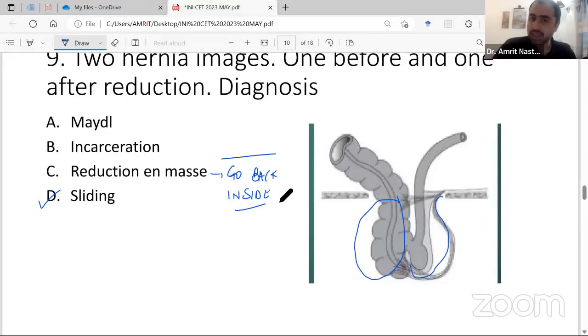But what you should see is the contents which have gone in, there should be a constricting ring at the site. So if this was the content and I forcibly pushed it inside, the constricting ring on the defect should be seen. So the content should have a narrowing. If there was a narrowing seen, then it is reduction en masse. But I feel they would not put a scenario like that. It is too complicated. I don't feel. Okay.